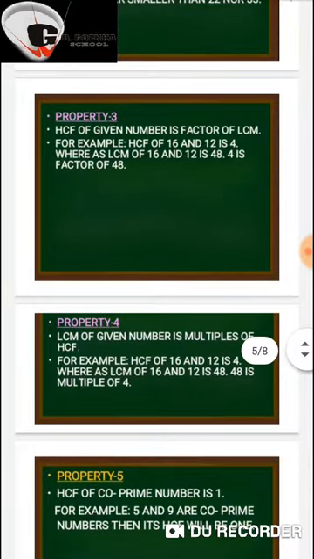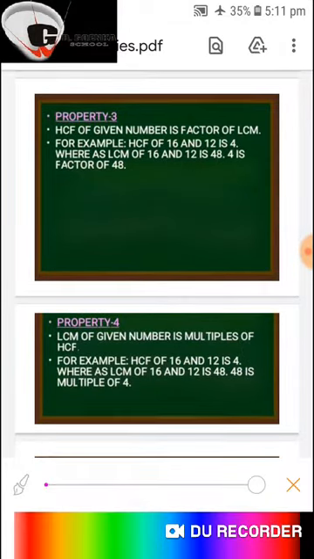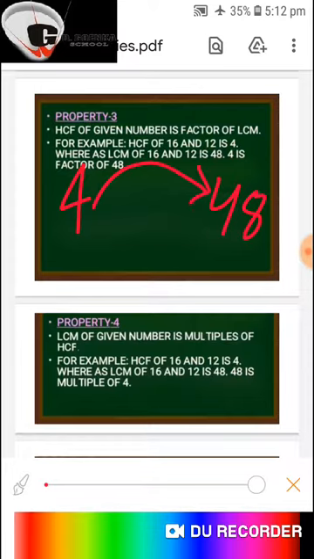Property 3. It says that HCF of given numbers is a factor of LCM. Now, what does that mean? For example, the HCF of 12 and 16 is equal to 4. And the LCM of 16 and 12 is equal to 48. So clearly you can see that 4 is a factor of 48. That is, 4 is going to divide this 48 completely. So when we have a set of numbers, their HCF is always a factor of the LCM of those numbers.